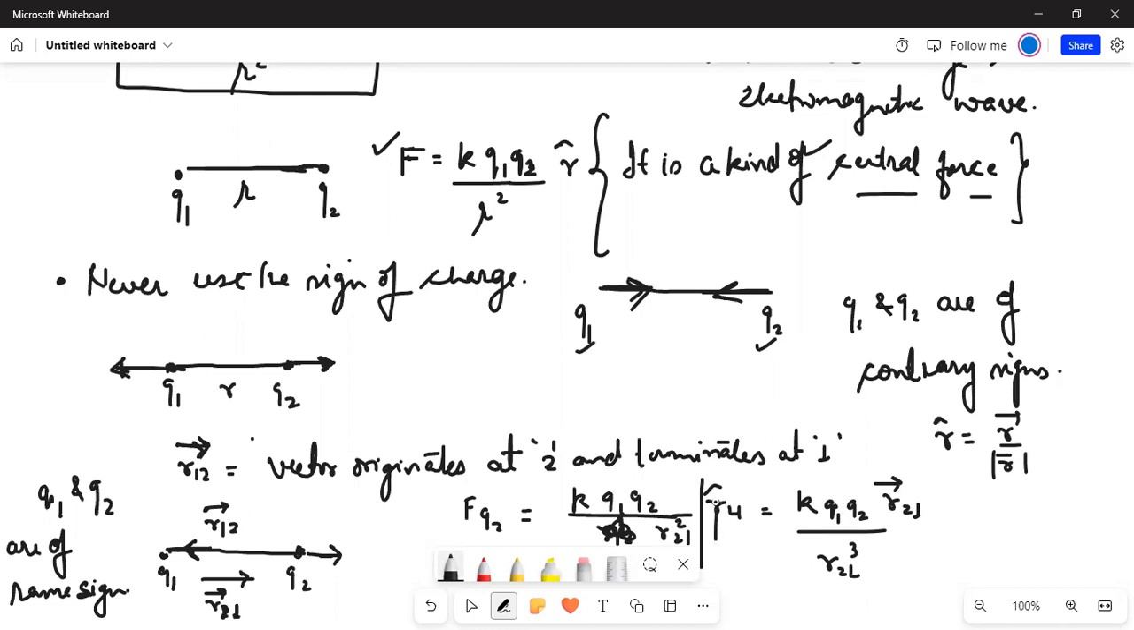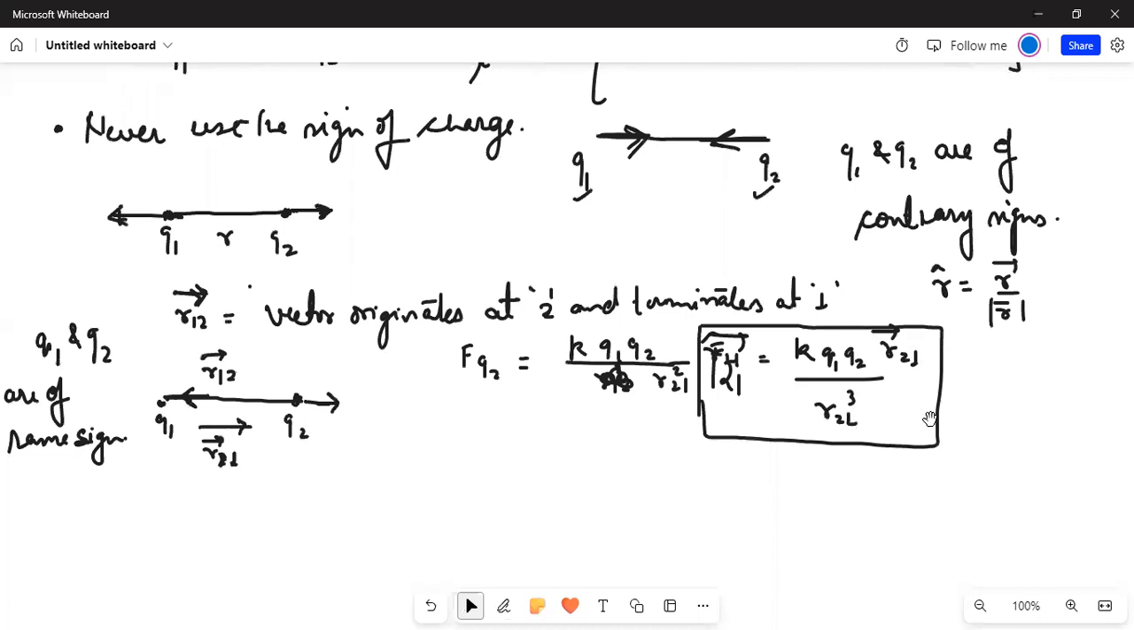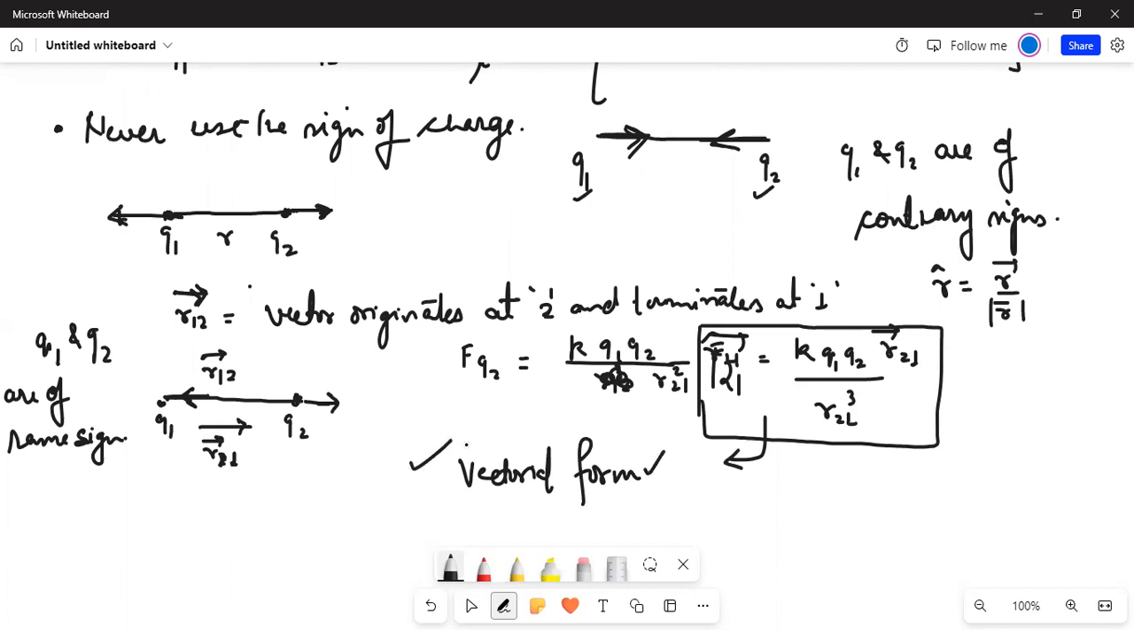This is the force on 2 due to 1. Is that clear? Harshit, is that clear? I think it's clear. Yes, so let's move ahead. This is the vectorial representation of the force. This is how you represent your force in the vectorial form, the vectorial way of representing the force vector.